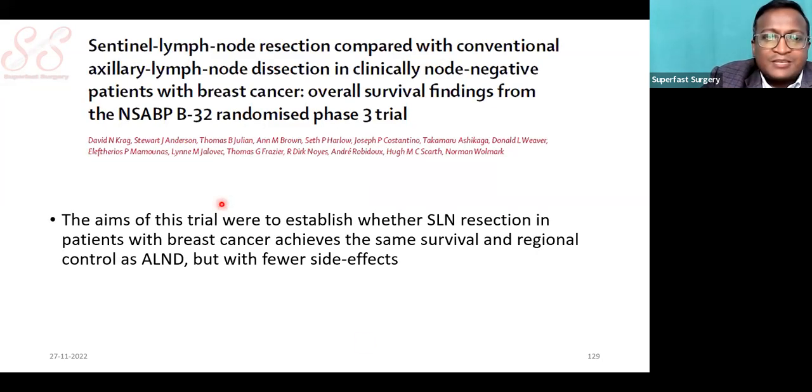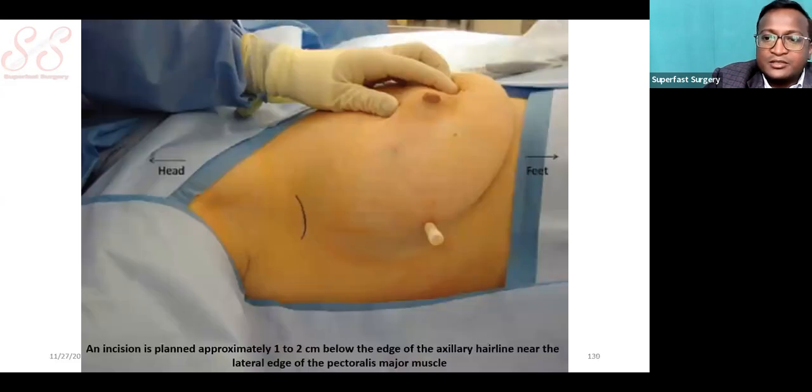So this is the NSABP B32 trial that I was talking about in the history timeline, which established that sentinel lymph node dissection in patients with breast cancer achieves the same survival and regional control as axillary lymph node dissection without any major side effect. And sentinel lymph node biopsy can identify a node in more than 95% of the cases. And the false negativity rate is also less. So this is how we do it.